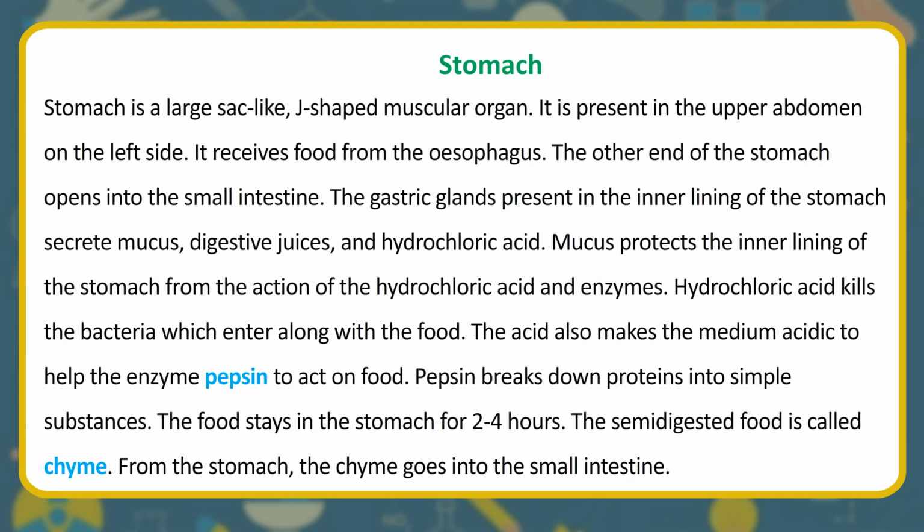Stomach. Stomach is a large sac-like, J-shaped muscular organ. It is present in the upper abdomen on the left side. It receives food from the esophagus. The other end of the stomach opens into the small intestine. The gastric glands present in the inner lining of the stomach secrete mucus, digestive juices, and hydrochloric acid.